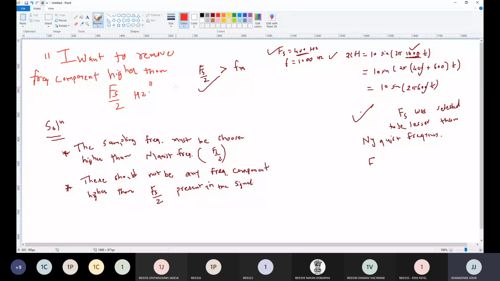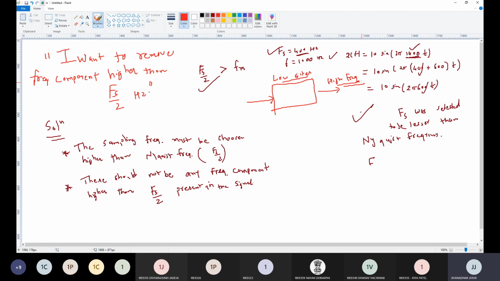Okay. So what should be the type of filter to remove the frequency component higher than Fs by 2? Should it be a low pass filter or high pass filter? Let us think about it. How will you explain the operation of low pass filter? What is low pass filter basically? It filters out the low frequency component. So it allows the high frequency component at output.